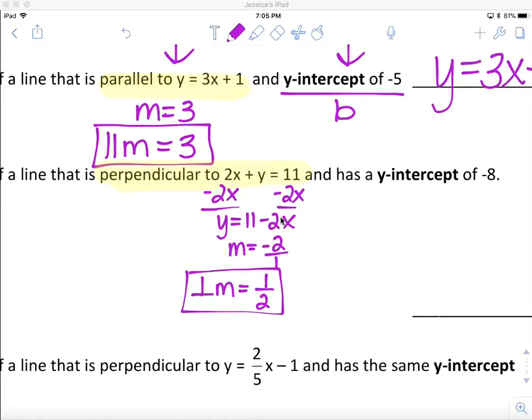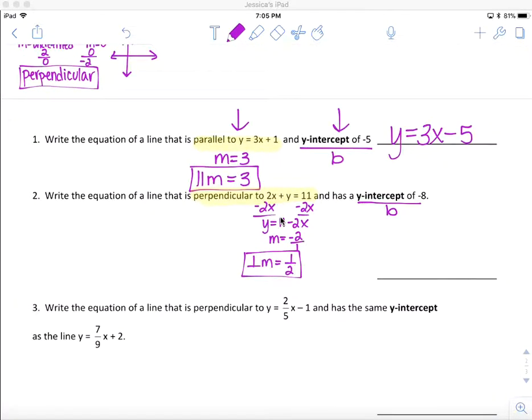Then it says that I have a y-intercept of negative 8. That is the b value that I am going to use. So I'm taking my slope from one part, I'm taking my y-intercept from the other, and my answer is y equals 1/2 x minus 8.